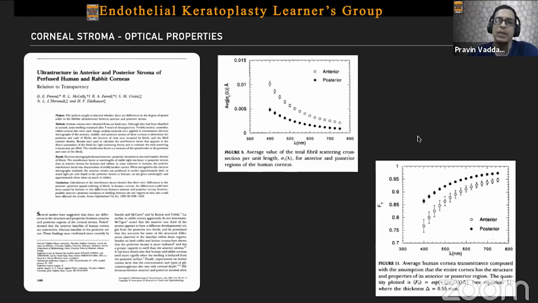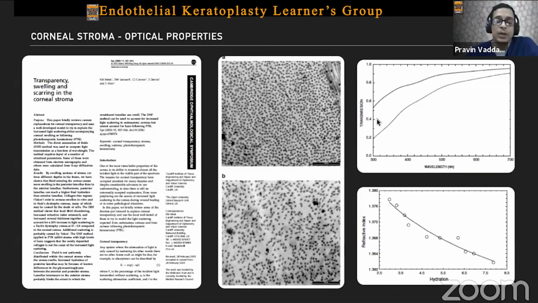And from the previous article, we learned that the anterior stroma is what really provides strength to the cornea, whereas the posterior stroma probably does not provide as much strength, but adds clarity to the entire optical properties of the cornea. And interestingly, and we will have this discussion later on, is about when to intervene when you have a patient with corneal edema.